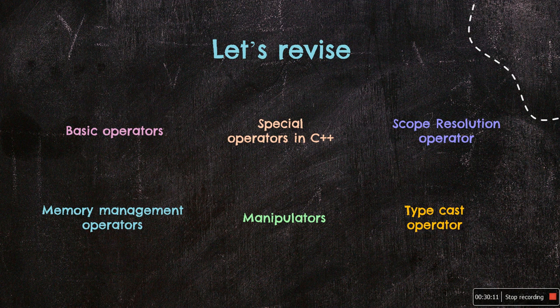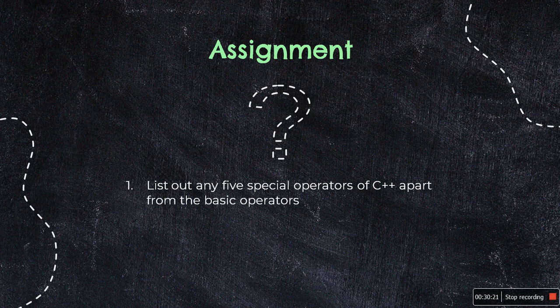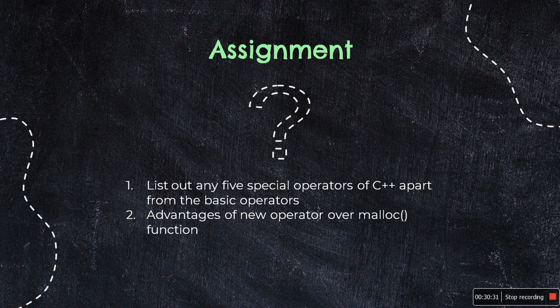In this lecture we have seen basic operators, special operators such as the scope resolution operator, memory management operators, manipulators and typecast operators. In this assignment you just have to list out the 5 special operators of C++ apart from the basic operators and state the advantages of the new operator over the malloc function.